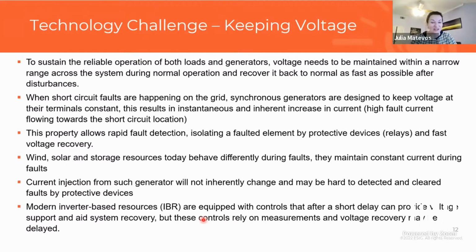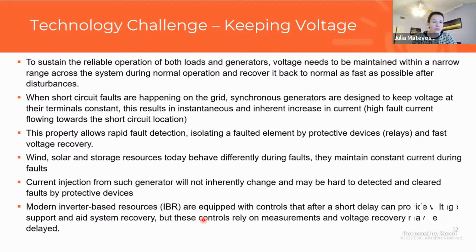Yeah, so when you have a short circuit on the grid, the way synchronous generators behave, these large conventional generators, they are designed to keep voltage at the terminals constant, and that results in an instantaneous and inherent increase in current. So you'll see very high fault current flowing towards the short circuit location. While this large current is bad in some regards because it may overload the lines and burn up the conductors, this property also allows fault detection and isolation of the faulty element by a protection device. The protective device sees higher current flowing on the line, which is unusual, and it says, oh, it's a short circuit, I need to isolate it, and does that very quickly. Then voltage recovers on the grid fast because synchronous generators support voltage.